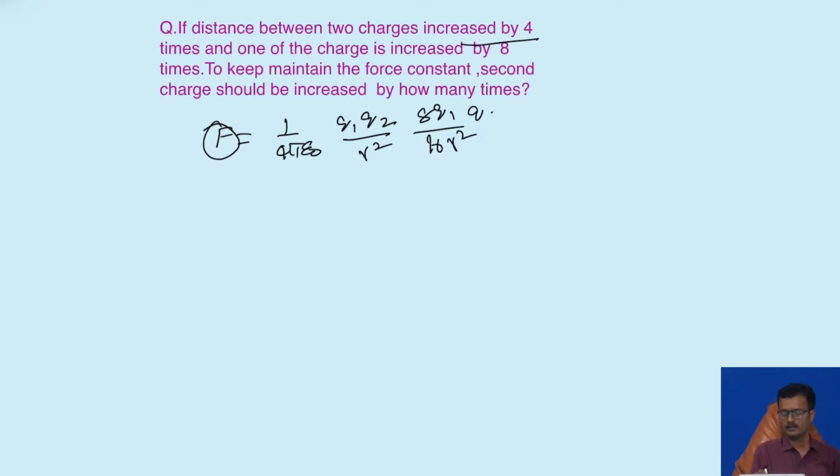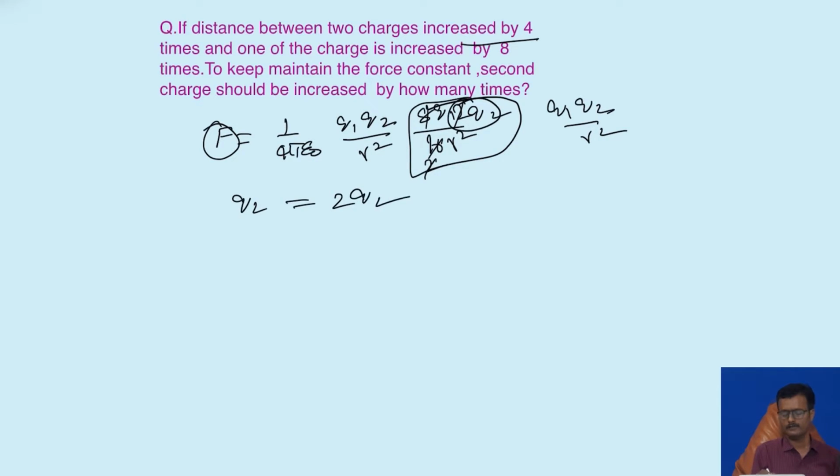Look here. Suppose Q2 is increased by 2 times, so the 2 cancels. So we get here also Q1 Q2 by R square. So Q2 is increased by 2 times.